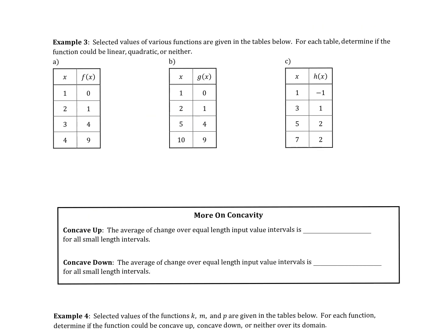Three. Selected values of various functions are given in the tables below. For each table determine if the function can be linear, quadratic, or neither. All right, fantastic. So we always have to figure out if they're linear first. So let's try that out first. So to be linear, the average rate of changes are constant.